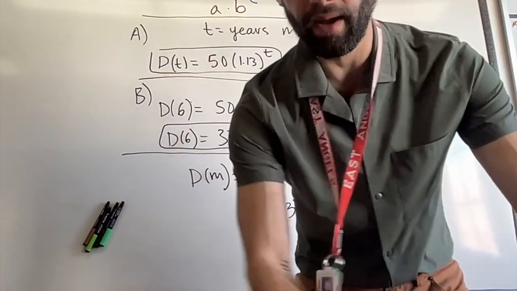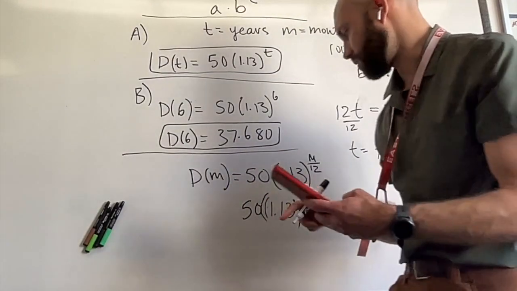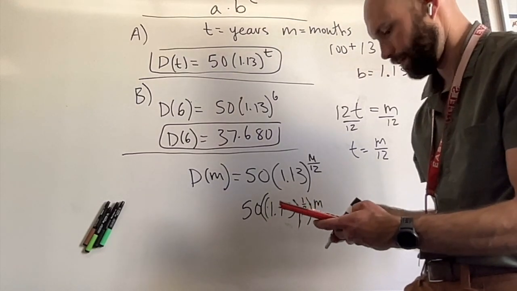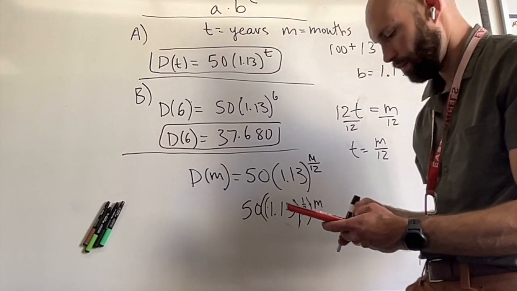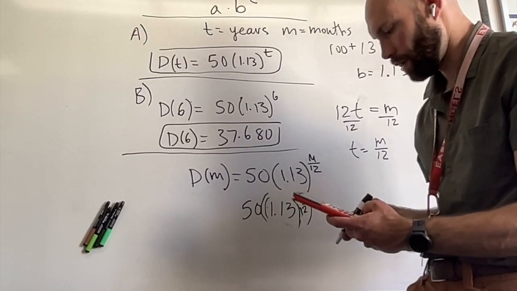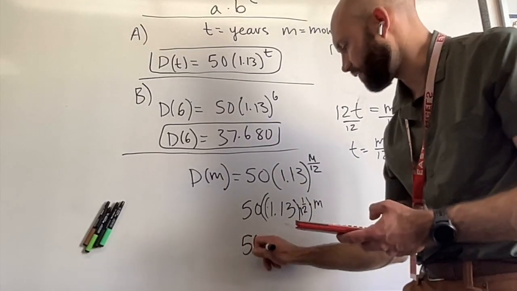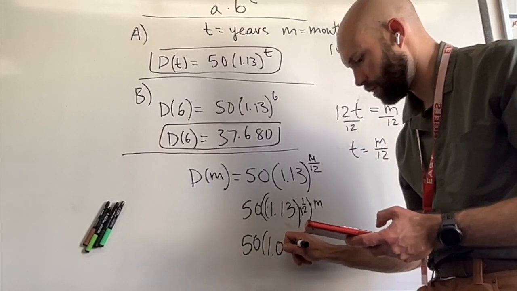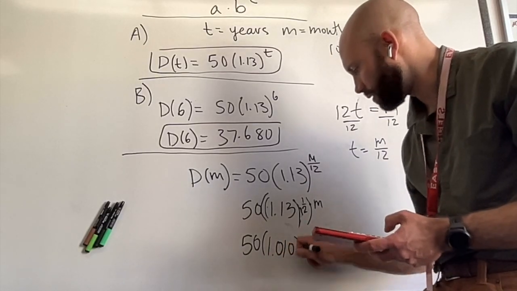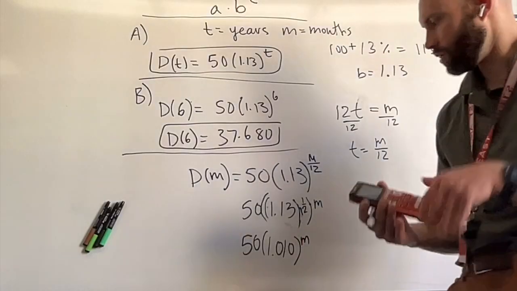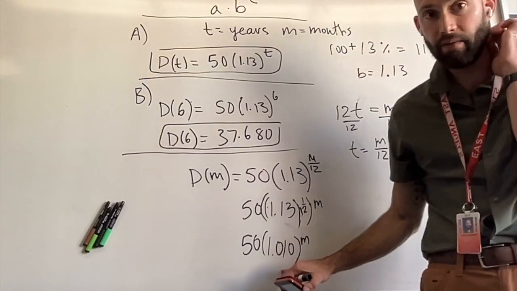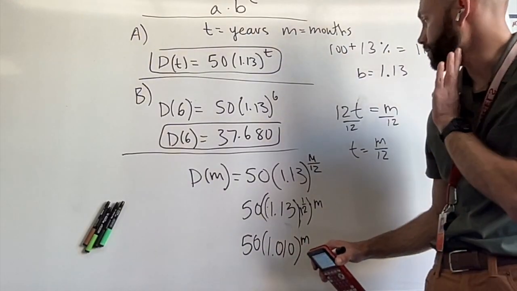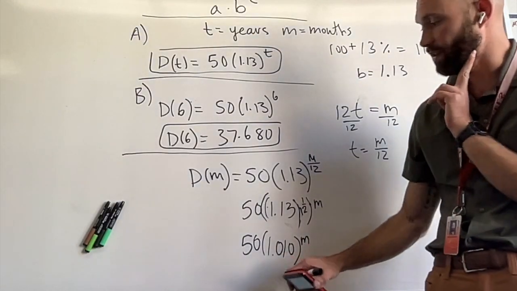And I'll do that on my calculator. You should do that as well. 1.13 raised to the 1/12 power. So my answer there is 50 times 1.010 to the m. So now I've converted the B value so that it is written in terms of months instead of years.